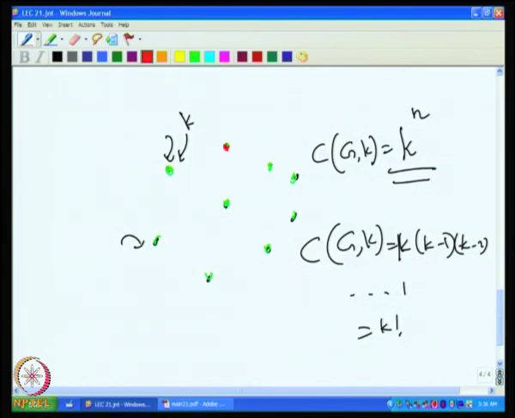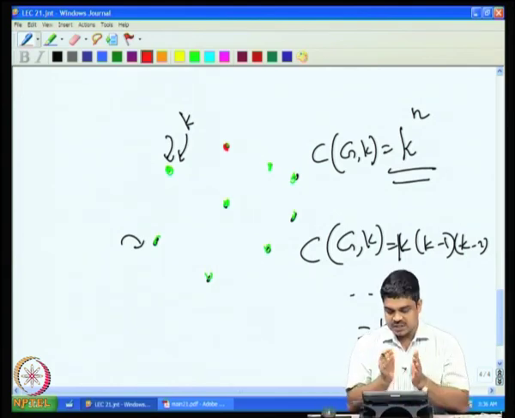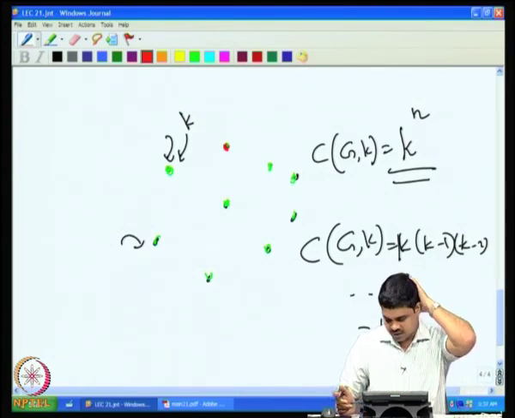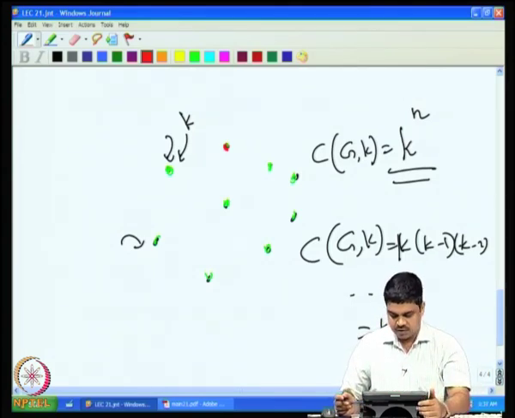So exactly. When we say that two colorings are the same, each vertex should have the same color, and only then will we say that they are the same. Otherwise we will have to count each of them, right? So that is the definition of C of G comma K.